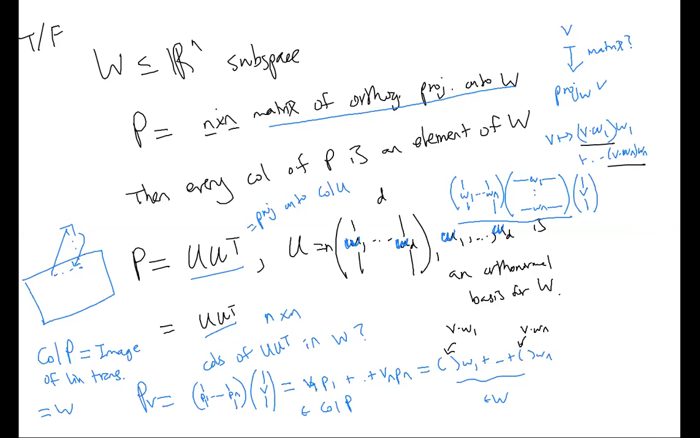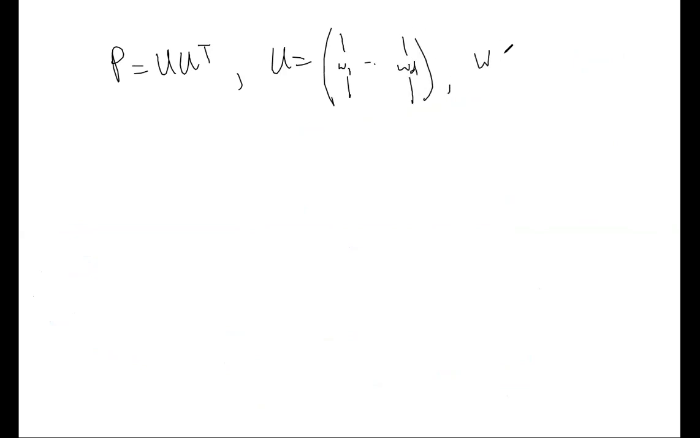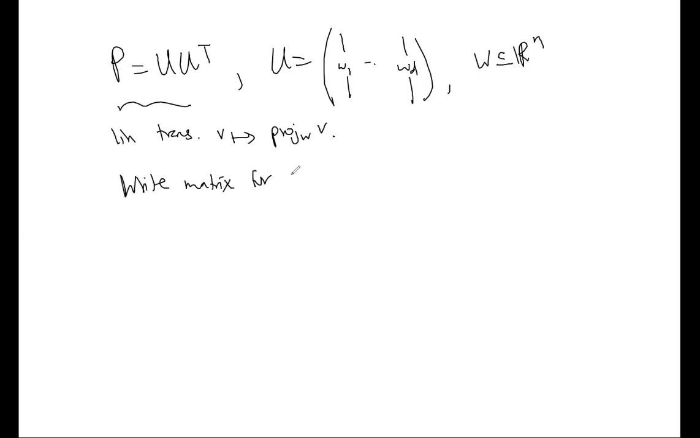Okay, here's something interesting. What if we look at P? This is U transpose U, I'm just going to write out what we had last time, is W1 through WD, and let's say W is inside Rn, P is the projection matrix. Okay, so this is a linear transformation, which sends a vector V to its orthogonal projection to W. Let's write down a matrix for this linear transformation.